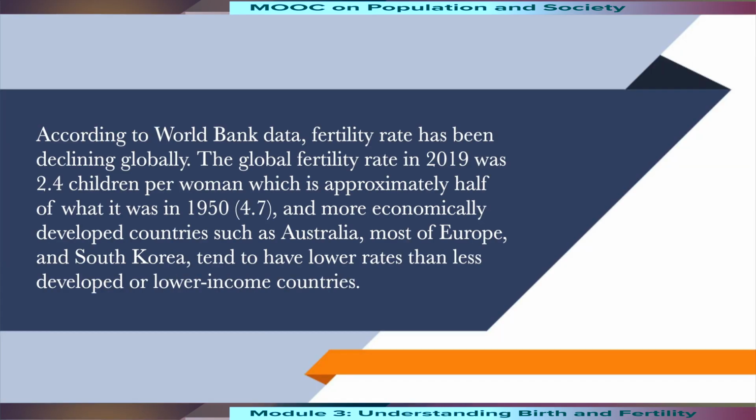According to World Bank data, the fertility rate has been declining globally. So there is a global decline in the overall fertility rate. The global fertility rate in 2019 was 2.4 children per woman, which is approximately half of what it was in 1950, that is 4.7 children. And more economically developed countries like Europe, Australia, South Korea tend to have lower fertility rates than the lesser developed or lower-income countries.